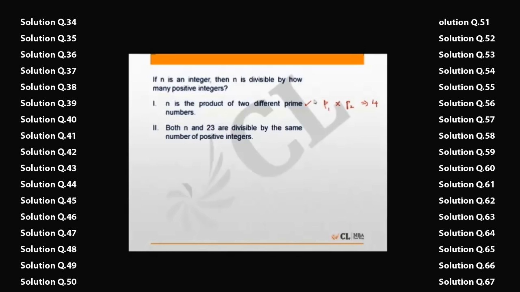If n and 23 are divisible by the same number of integers: 23 is a prime number, so we know that 23 is divisible only by two numbers, 1 and 23. N is divisible by only two numbers, which implies n also is a prime number. Hence we can say that this statement also tells us how many factors n has. Hence each statement independently is giving us the answer. So the correct answer is B.